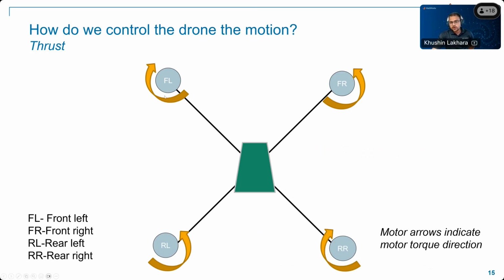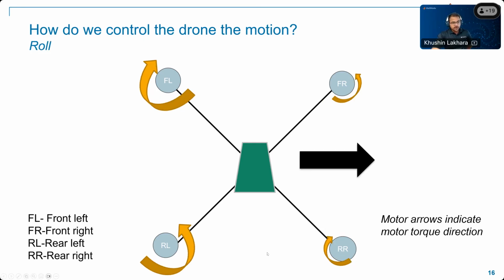In order to control thrust, we give the same throttle to all the motors, and because of this thrust, your vehicle goes up and down. If we want to perform a roll towards the right direction, we will increase the throttle on the left-hand side, which will increase the lift on that side, and we will decrease the throttle on the right side, which will tilt our vehicle towards the right. That's how we perform the roll.